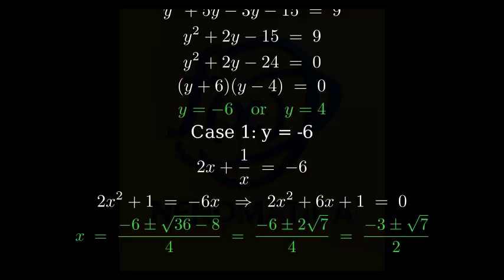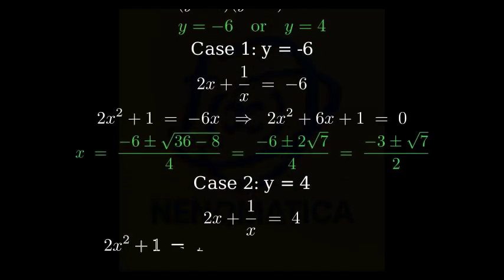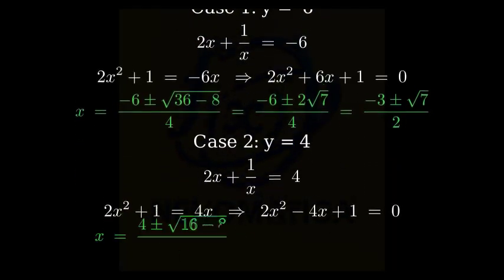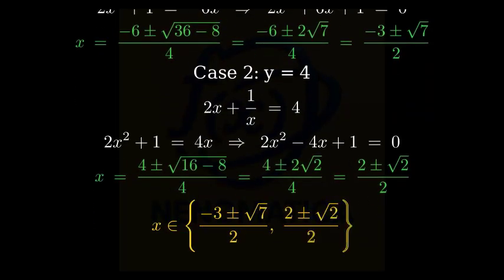Now second case, y equals 4. That gives 2x plus 1 over x equals 4. Multiply by x to get 2x squared minus 4x plus 1 equals 0. Solve to get x equals 2 plus or minus square root 2 over 2. Collecting results, our solution set contains all 4 values.